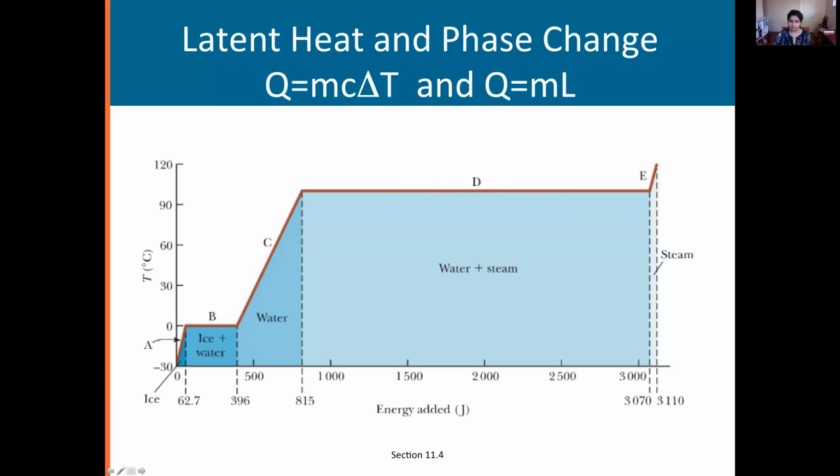You begin to get superheated steam. So this is all that I need you to do for section 11.4. You need to understand this graph. You need to be able to explain it like I did to you. Okay? Thank you.